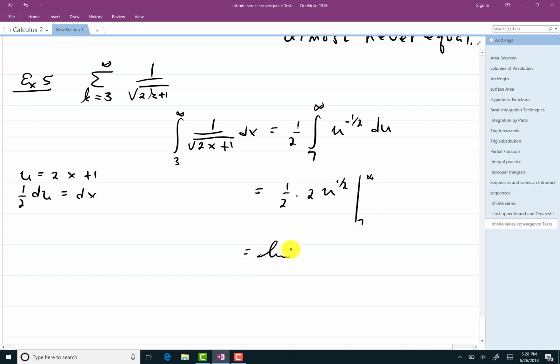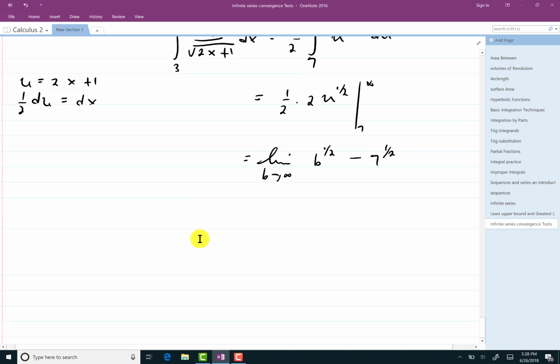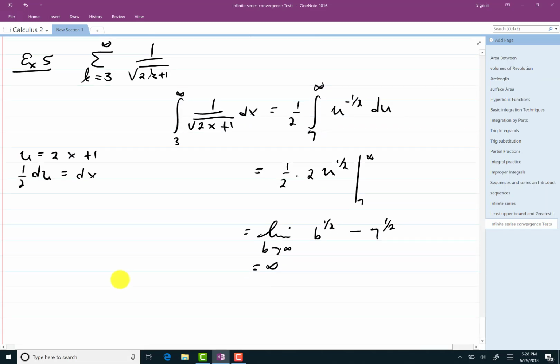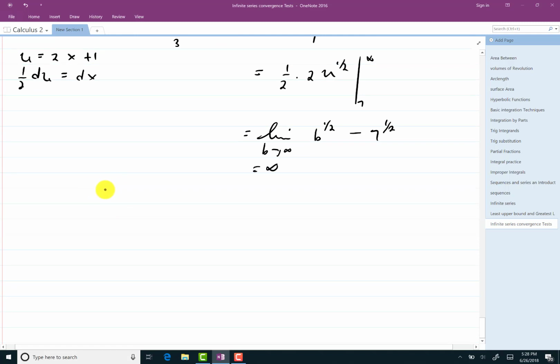This will be the limit as b goes to infinity of b to the 1/2, minus 7 to the 1/2. Well, this doesn't matter because this limit is infinity. So the series diverges by the integral test.